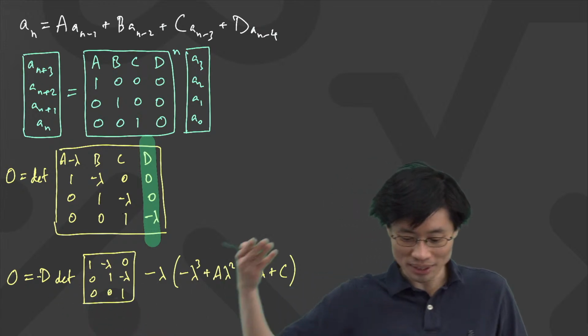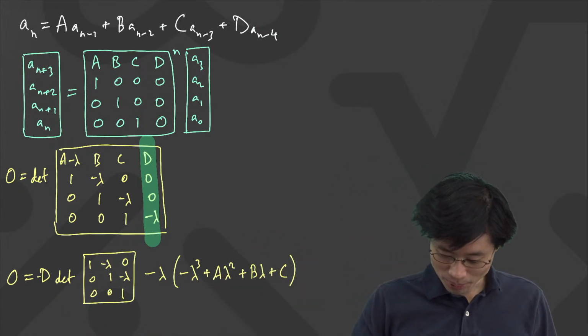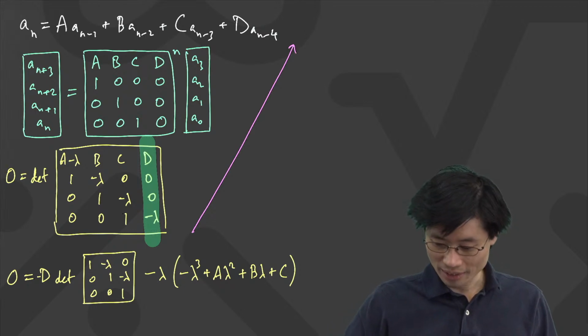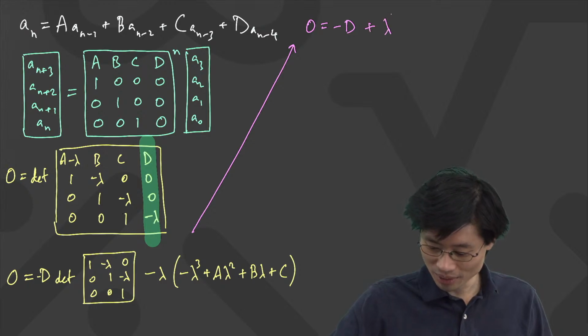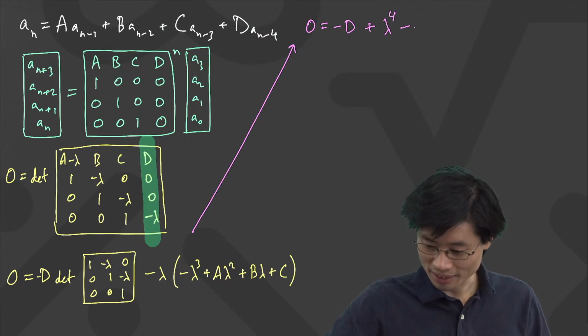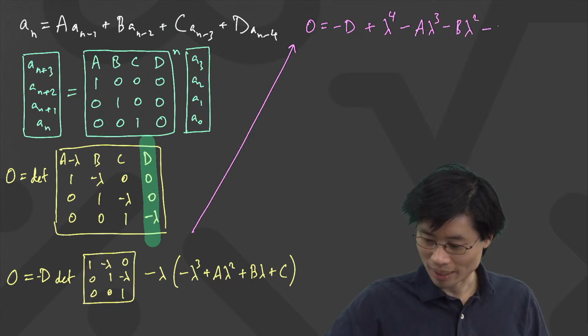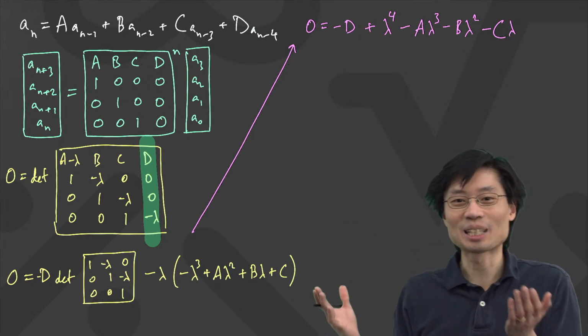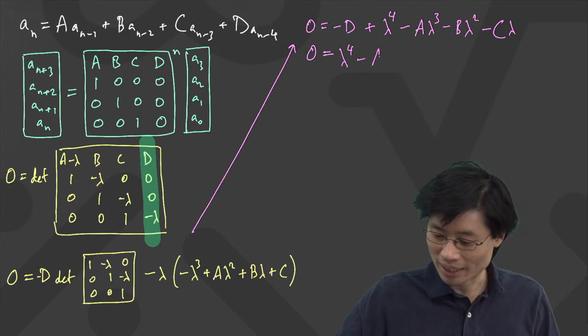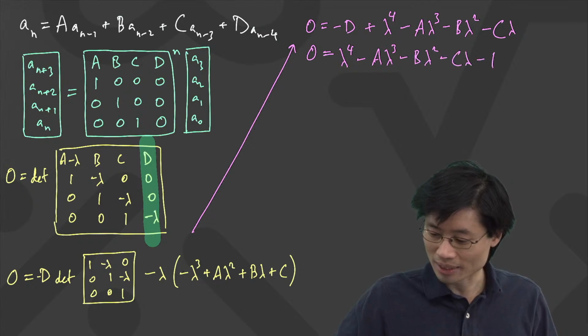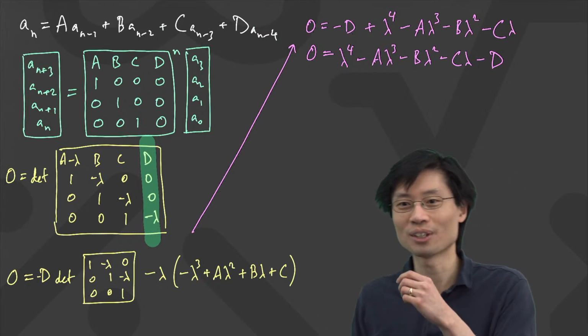And we'll finish because we're about to put this all together and it's going to be amazing. Because if I put it all together up here, I get 0 equals negative d, and the rest of the stuff is plus lambda to the fourth, minus a lambda cubed minus b lambda squared minus c lambda. Hooray! That's exactly what we expected. It's going to be another one of these beautiful things which rearranges into lambda to the fourth minus a lambda cubed minus b lambda squared minus c lambda minus d. And that's the characteristic polynomial for 4.